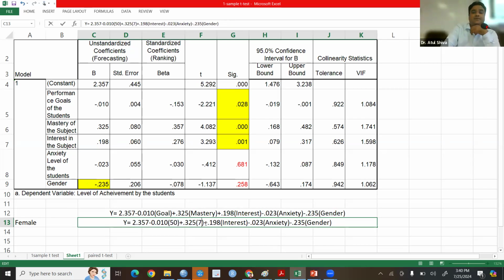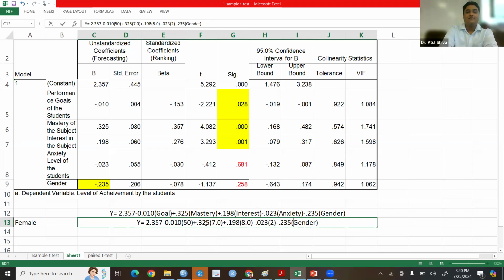She says my mastery is 7.0. And she says I have a very high level of interest in the studies. She said 8.0, I have very good interest. And then she says my anxiety level is very low. 2 is my anxiety level.